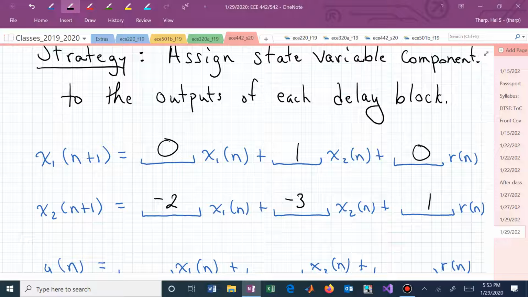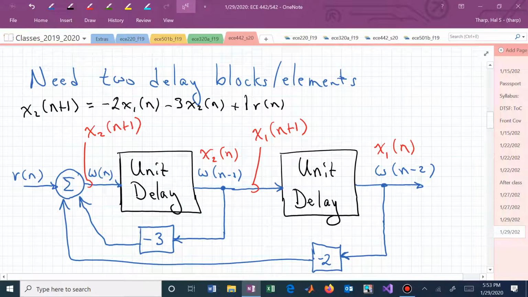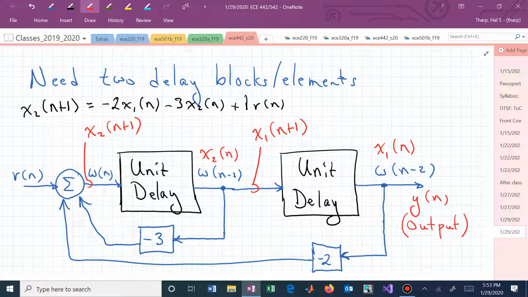And did I even define an output? I didn't, so let me just define one. Let me just say that our output is right here. I'm just assuming that that's my output. I could have made my output some linear combination of x1, x2, and r. But here, not to mess things up too much, let me just say that the signal coming out of the rightmost delay block is what I'm going to consider my output.